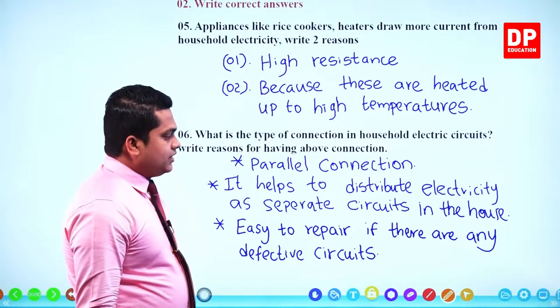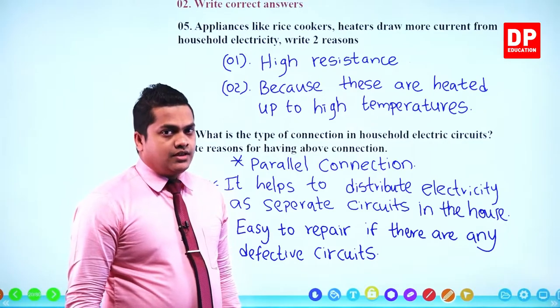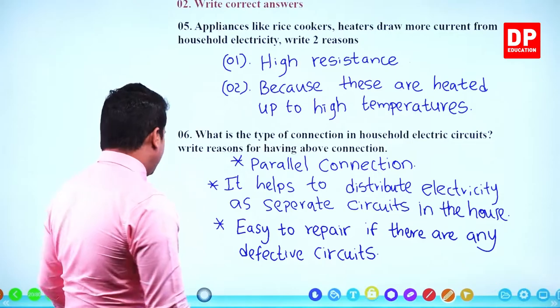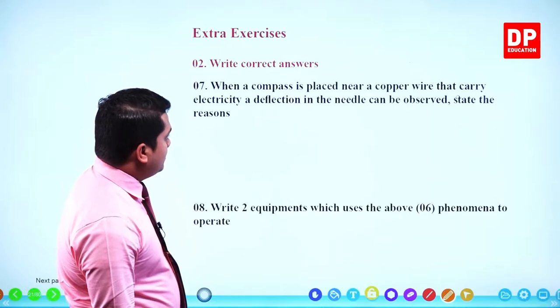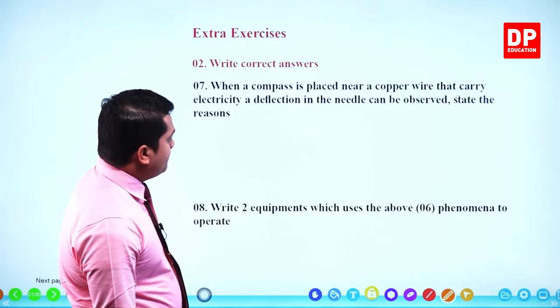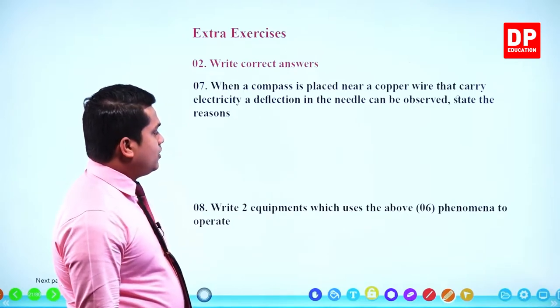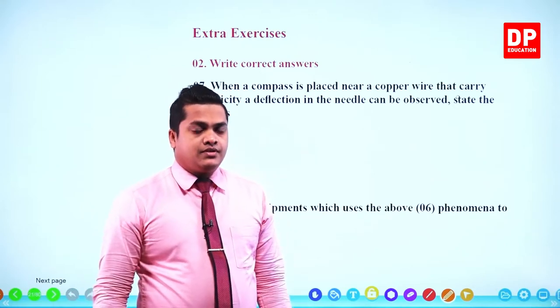Right? So these are the advantages of having parallel connection in the household electric circuits. Right. Next question. When a compass is placed near a copper wire that carries electricity, a deflection in the needle can be observed. State the reasons. Now, my dear children, we conducted this activity at the lab.